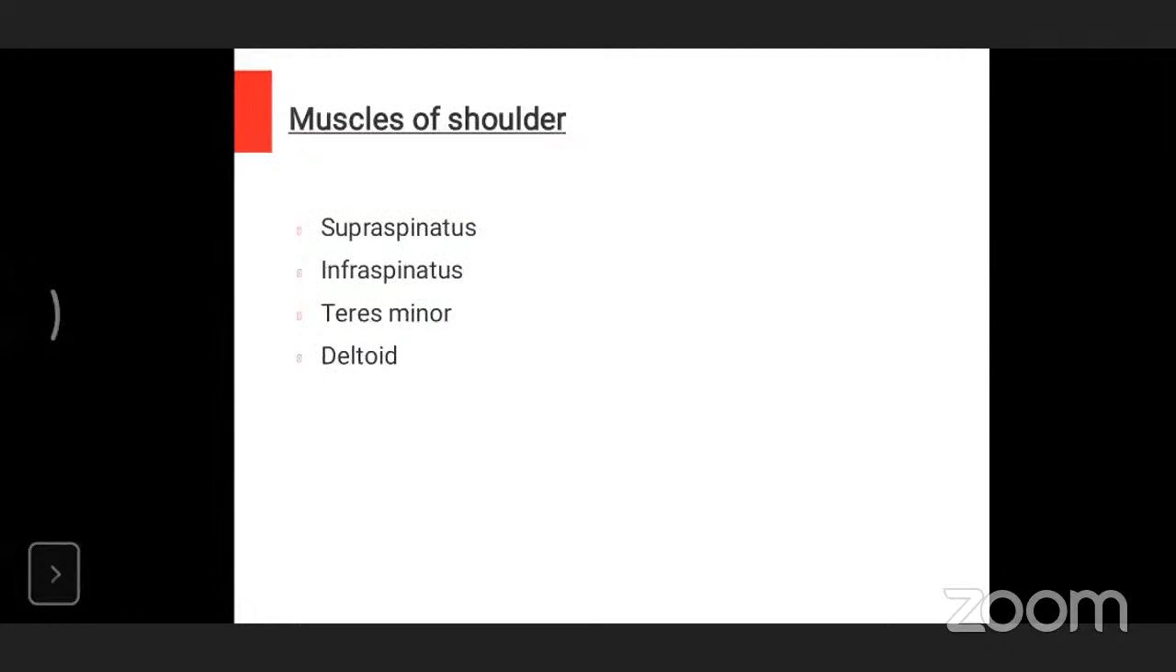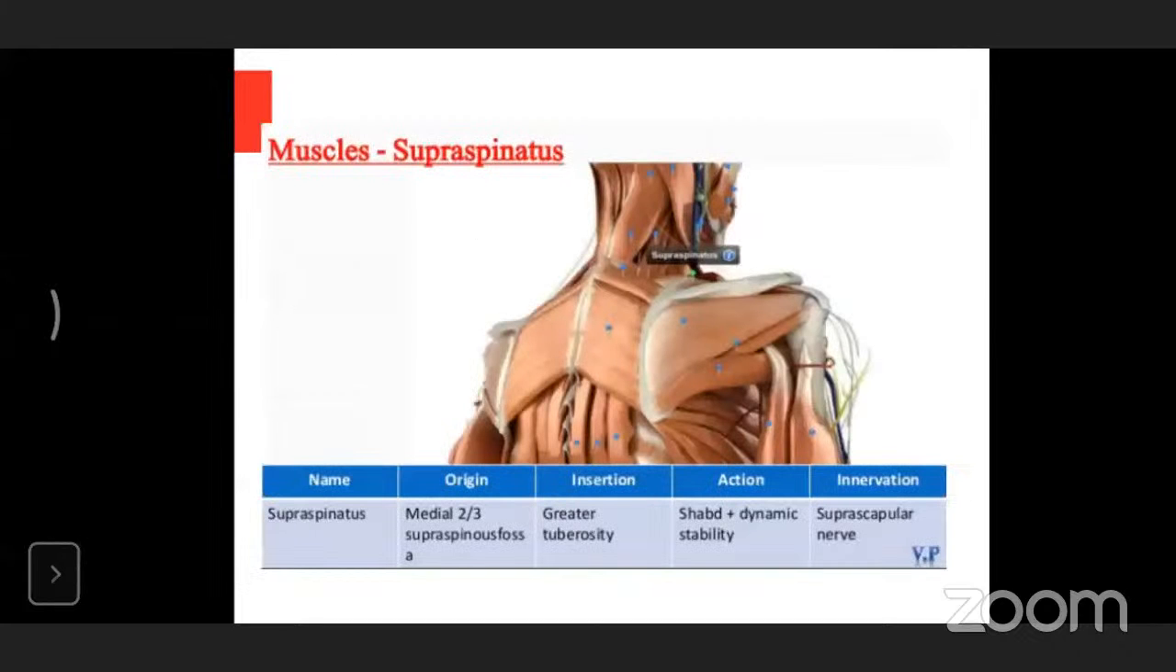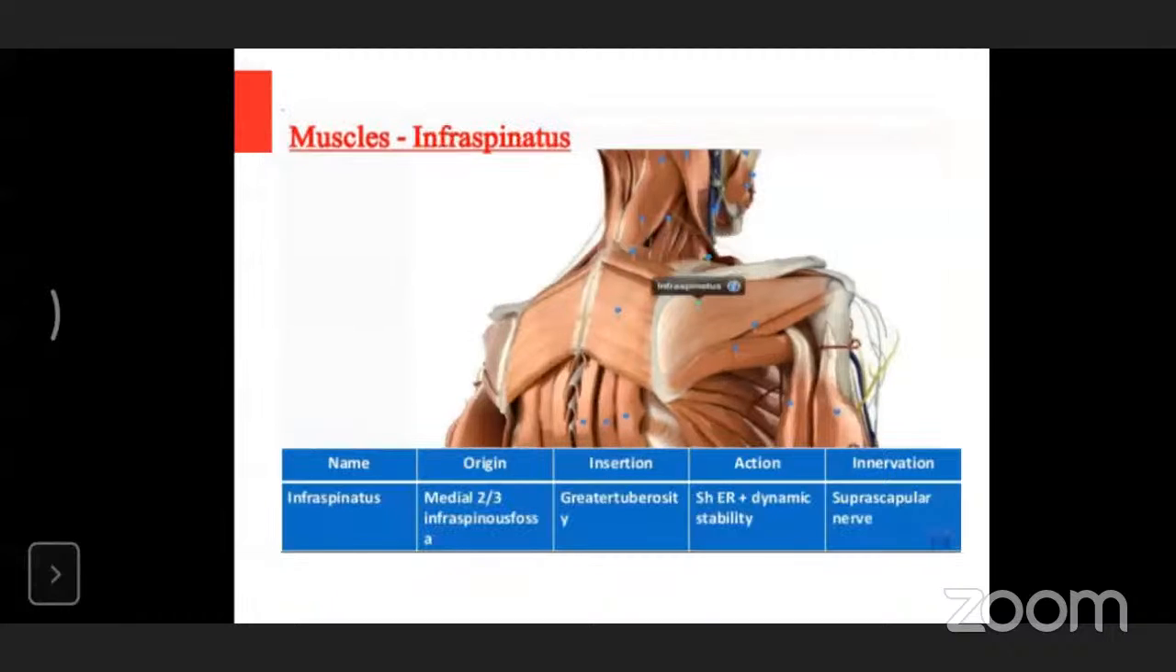Muscles of the shoulder. The main muscles are supraspinatus, infraspinatus, teres minor, and deltoid. Supraspinatus: the origin is the medial two-thirds of the supraspinous fossa, insertion to the greater tuberosity of the humerus. Action is shoulder abduction and dynamic stability. Innervation is by the suprascapular nerve.